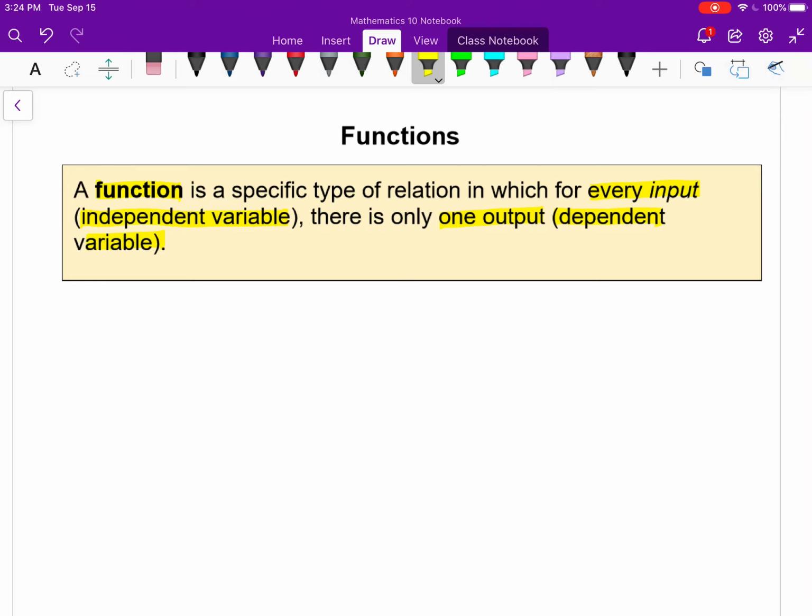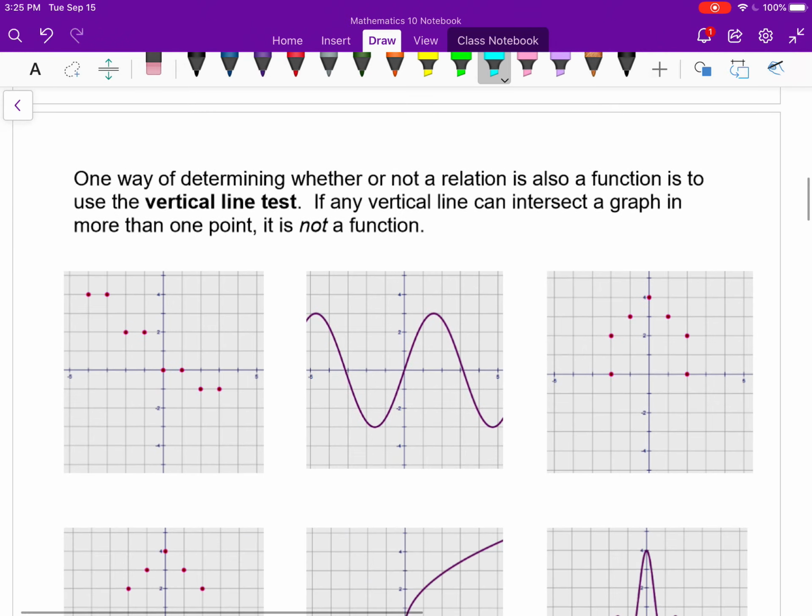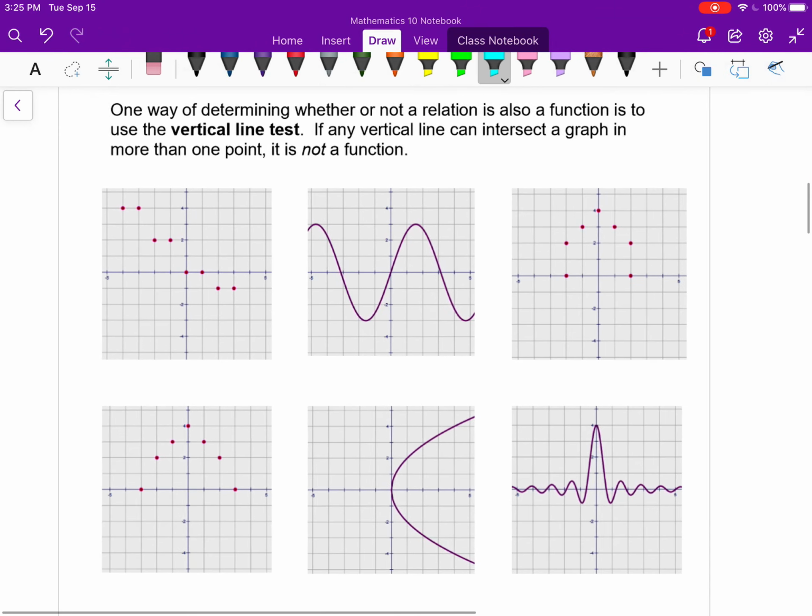Although I am just going to change one thing here. I'm going to change my highlighting. I'm going to highlight output and dependent variable in blue, because I've been fairly consistent in all my notes so far that inputs, the x, the domain, I've been highlighting in yellow. The outputs, the range, the y values, I've been highlighting in blue. Not that it really matters too much.